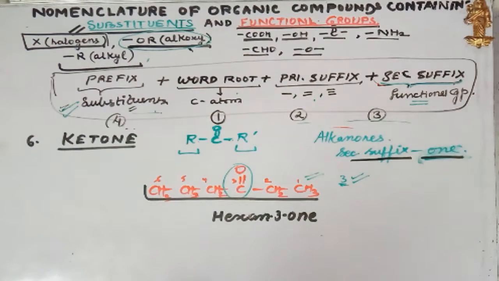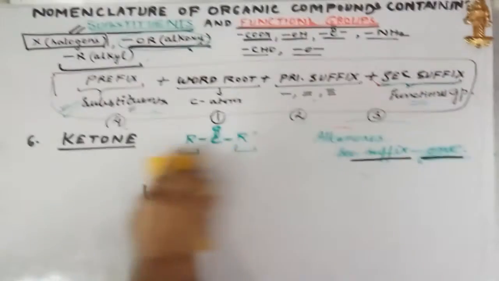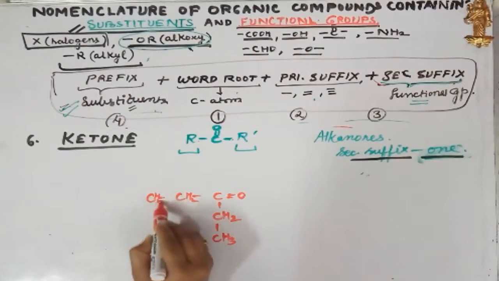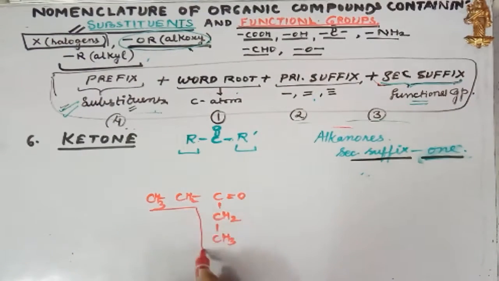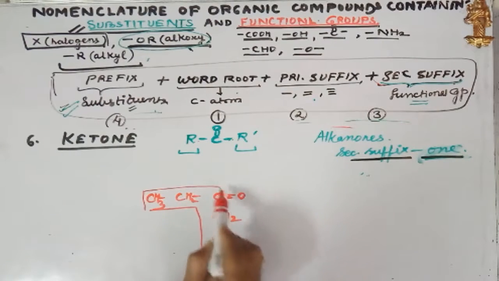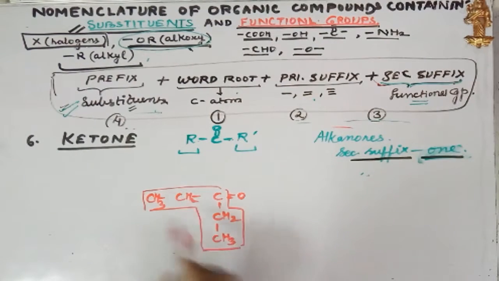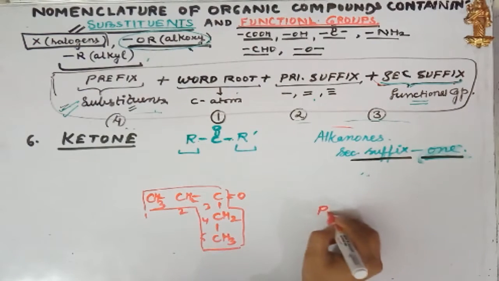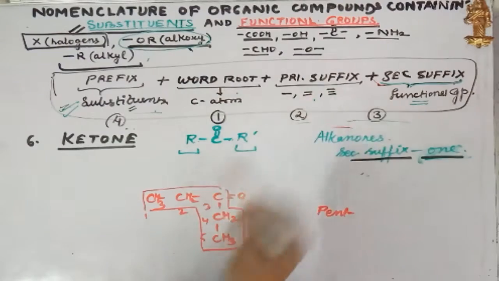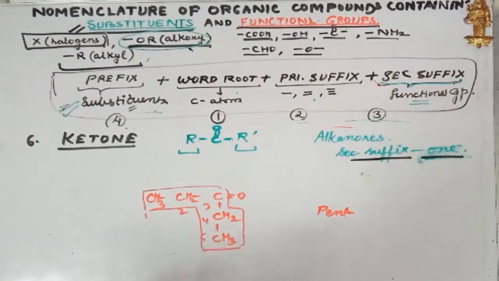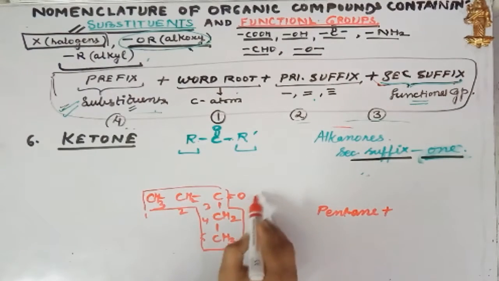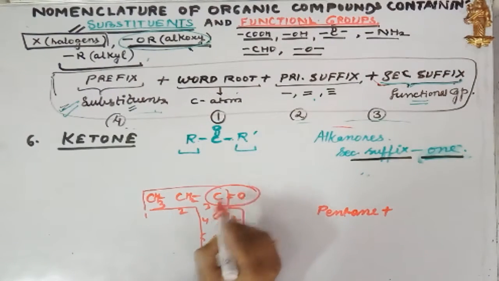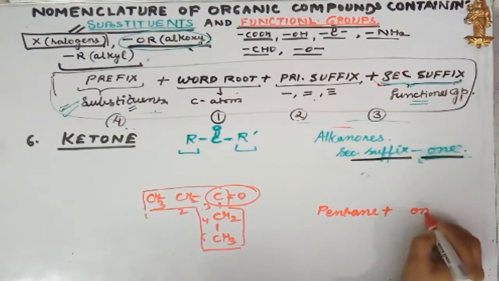Let me give you one more example of this compound. Look at the example. How many carbon atoms are there? The chain becomes this. The carbon atoms are 1, 2, 3, 4, 5. So it becomes pent. What is the primary suffix? Because there is no double bond in between, the primary suffix will be ane. What is the secondary suffix here? Depending upon which functional group is present, it is ketone. So the secondary suffix will be -one.